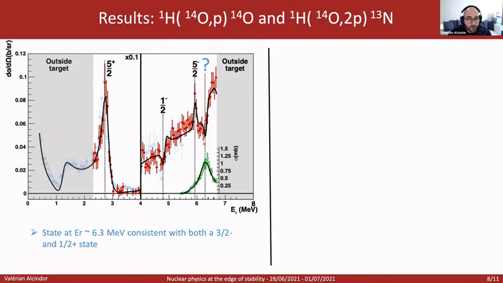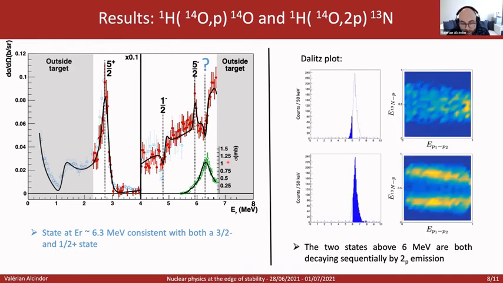And what you see here is that we were able to assign without any issues the 5/2 plus state, but we had an issue for this state, which was consistent in the R matrix fit both with the 3/2 minus and the 1/2 plus state. But as I said, in the second experiment, we were able to measure the full kinematics of the reaction. And with this, we studied the correlation and the decay mechanism of this 2 proton emission.